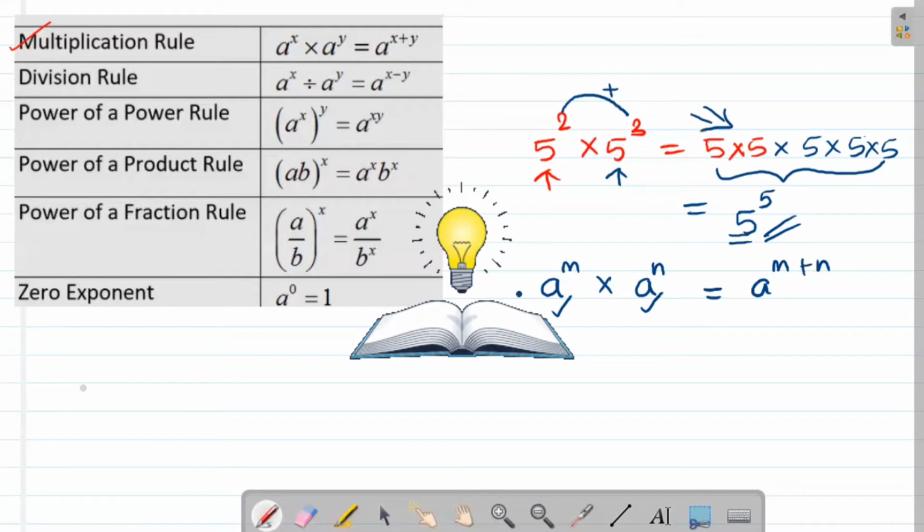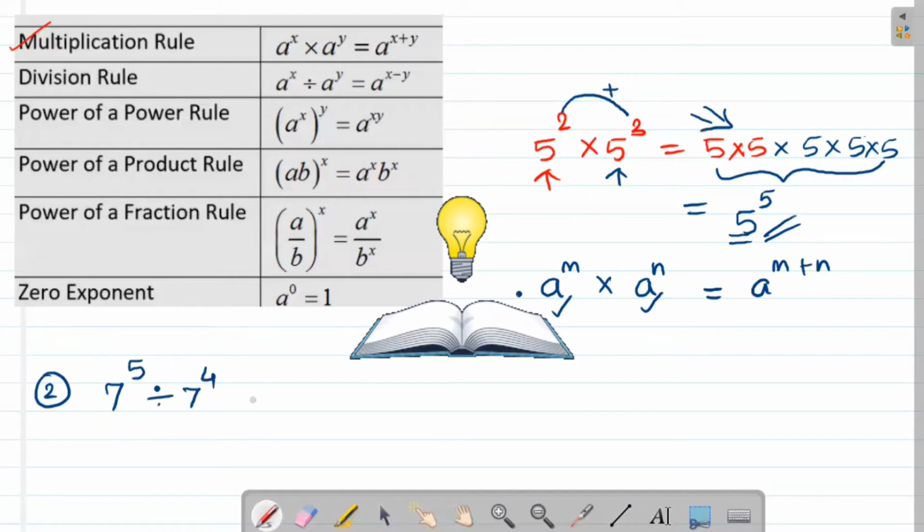Now let's say I have a second question, that is 7 raised to 5 divided by 7 raised to 4. We know division can also be written in the form of a fraction, so 7 raised to 5 over 7 raised to 4. Whether the question is in this format or in this format, both are exactly the same.